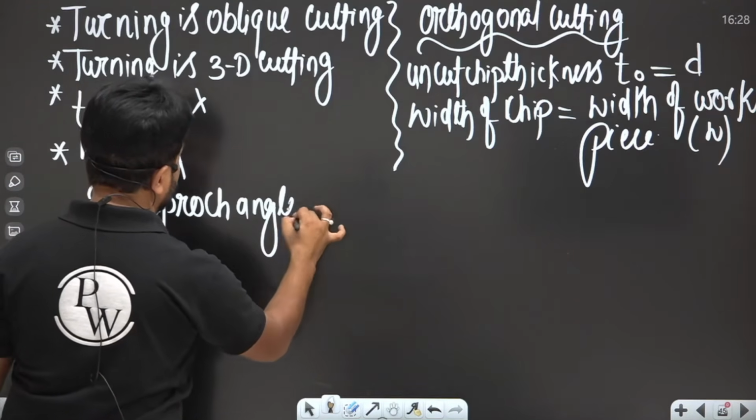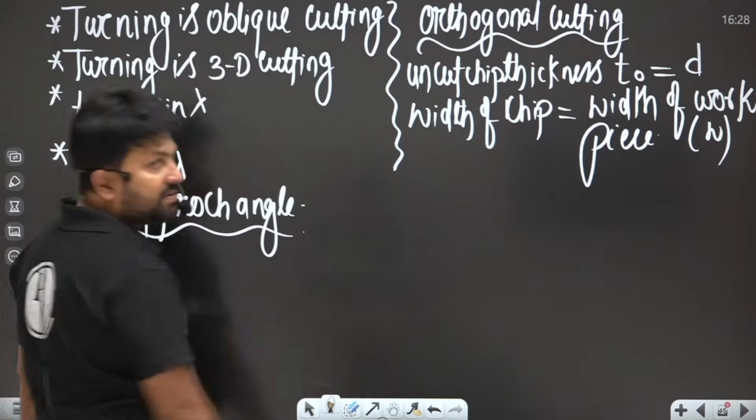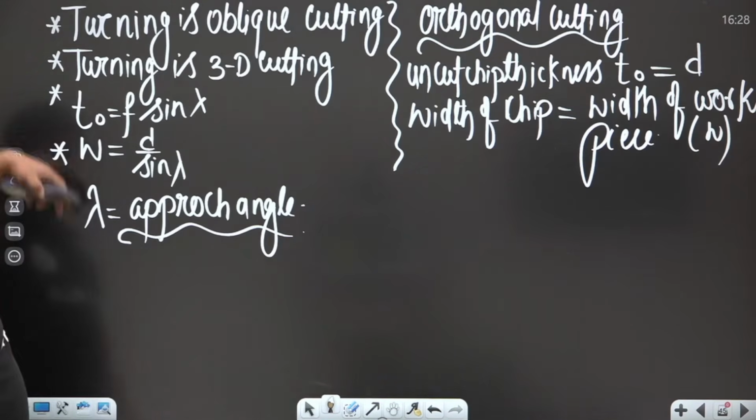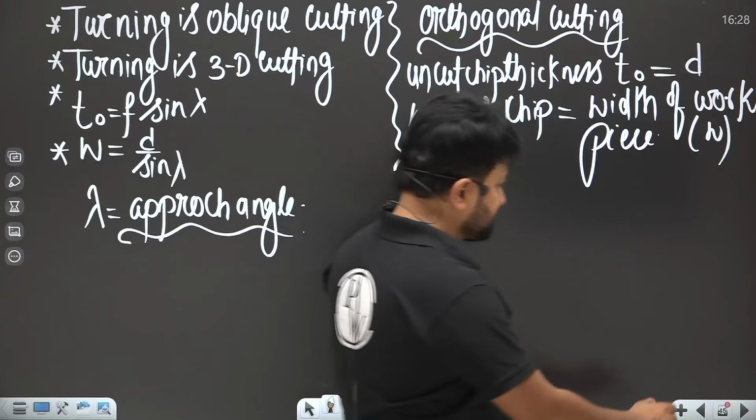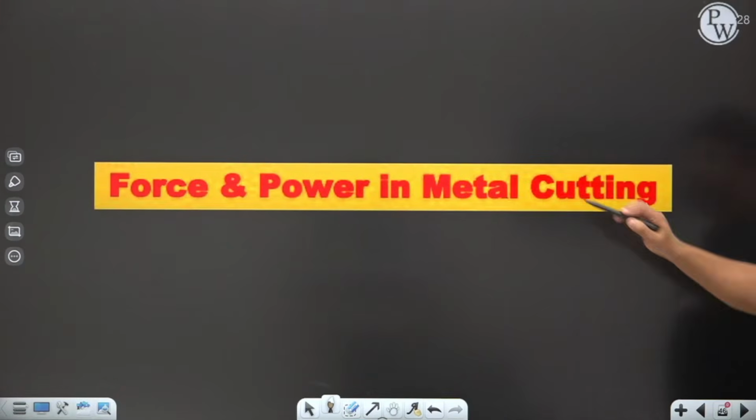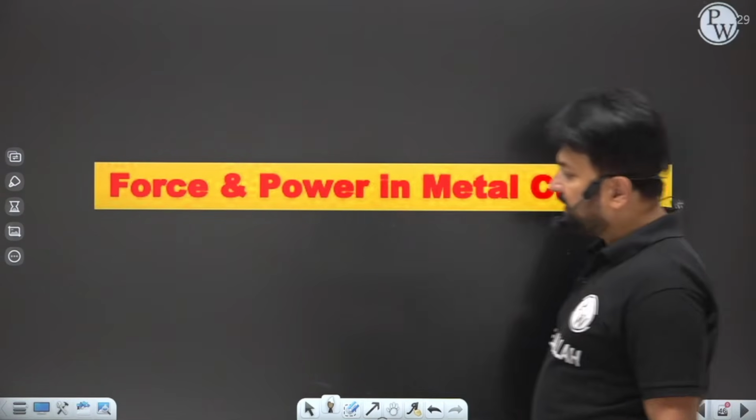Lambda will be the approach angle, right? You have to remember this. Now let's move to the force and power in metal cutting.